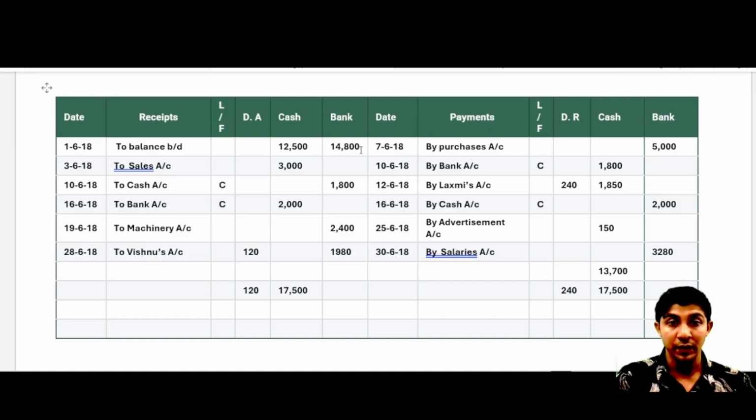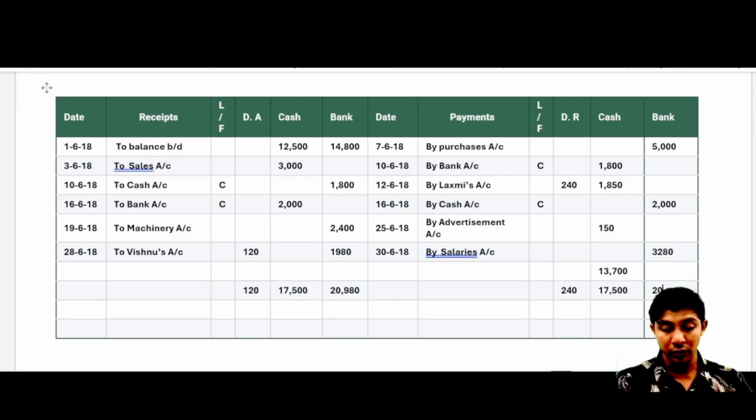Now let us see the total of the bank column. That is 14,800 plus 1,800 plus 2,400 plus 1,980. Done? Yes. So the total is 20,980. ये 20,980 क्रेडिट साइड के टोटल से ज्यादा है. सो डेबिट साइड का टोटल ज्यादा है तो जो टोटल ज्यादा रहेगा वो हम दोनों तरफ लिख देते हैं, डेबिट एंड ऑन द क्रेडिट साइड.